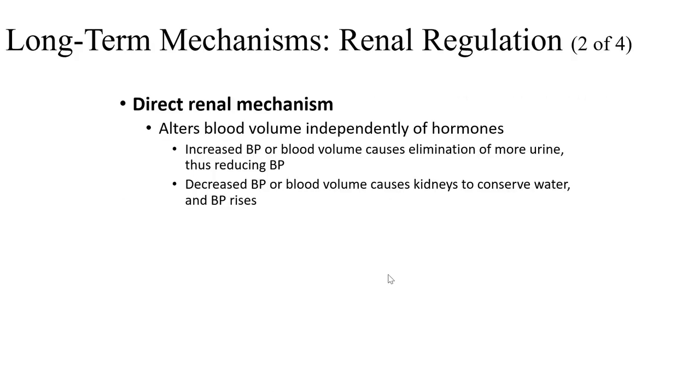So let's take a look at the direct renal mechanism. The direct renal mechanism alters blood volume independently of hormones. For instance, increased blood pressure or blood volume causes elimination of more urine. This is like when you have more blood because you've taken a lot of water, then you go to the bathroom frequently, so that the blood pressure is reduced.